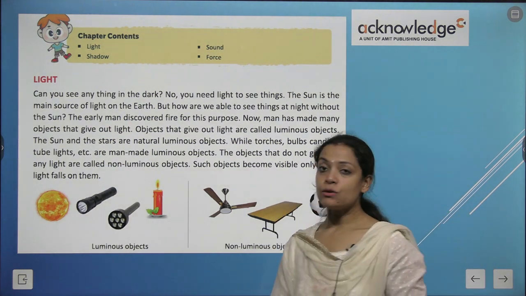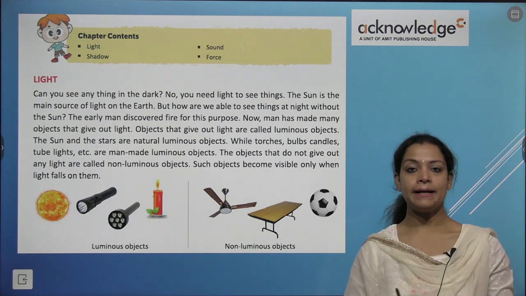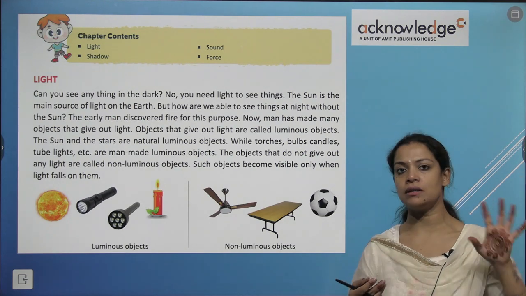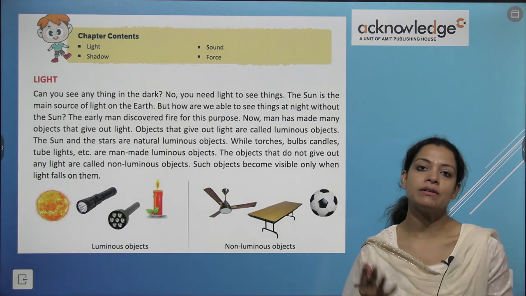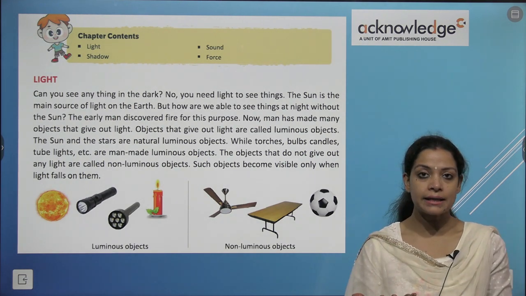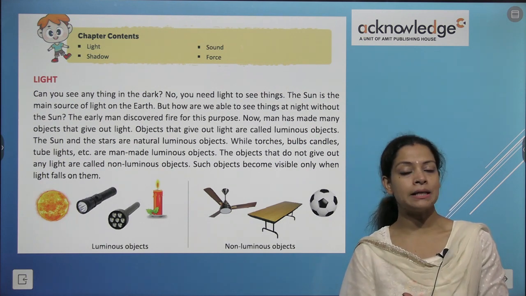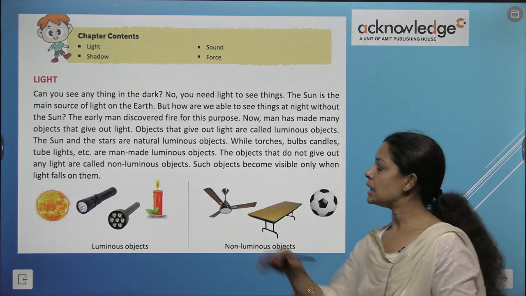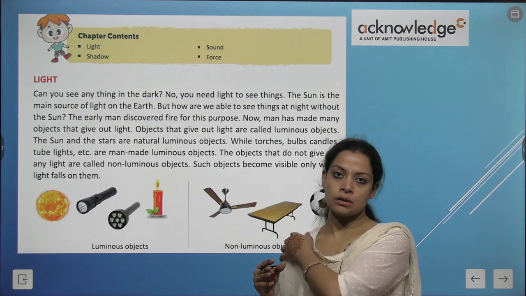Light. Can you see anything without light? हम लोग को लगता है कि light बस एक चीज है, हमने switch on करा and we got the light. But have you ever realized if there was no light, then how would you be able to see anything? So you need light to see things. Sun is the main source of light on the earth.